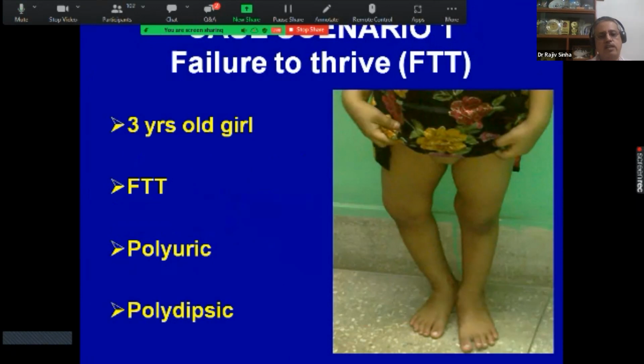Our first child was from Bangladesh. She is a 3-year-old girl who presented to us with failure to thrive, polyuria and polydipsia. And I'm not exaggerating: the mother said she was so polydipsic that if you don't stop her, she will drink her own urine.